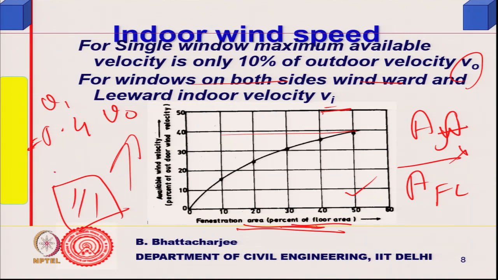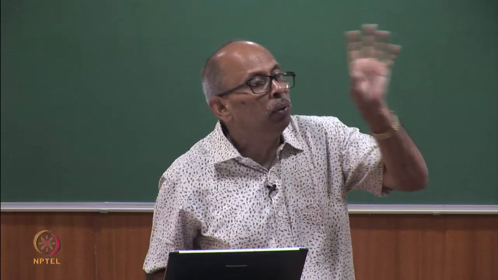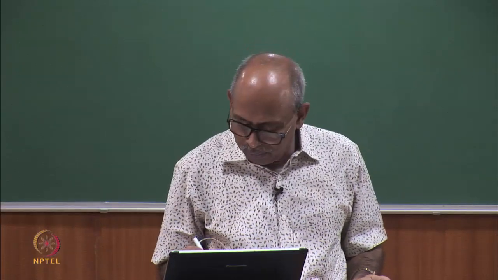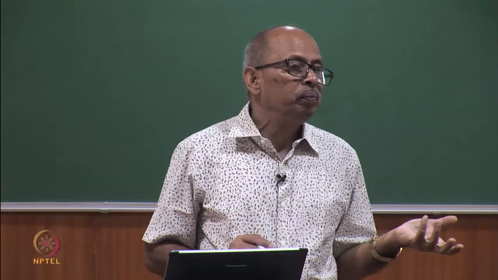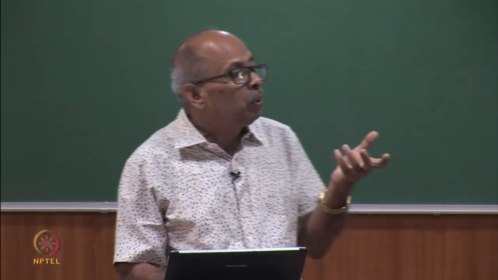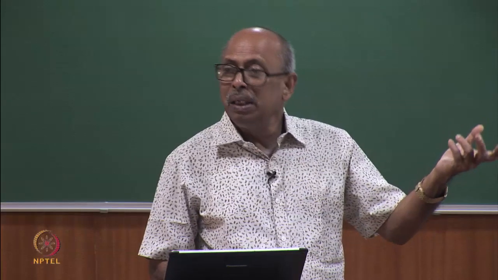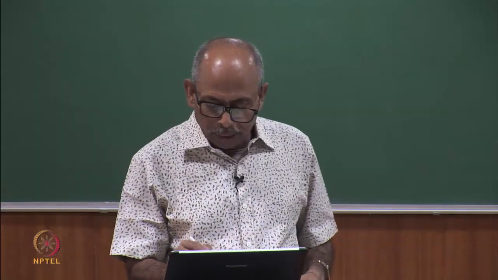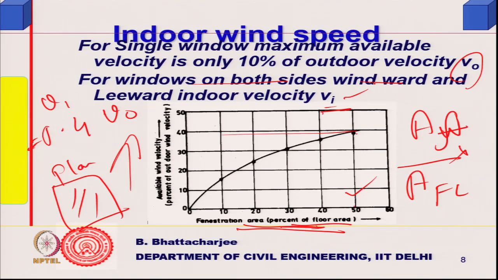So, this is the floor plan, this is the floor area, the fenestration area, total window areas. If it is about 50% of it, you get about 40% velocity. So at best, of the outside air velocity you get only 40% of it at any moment of time, not more than that, generally not higher than that. So, this is from good old days wind tunnel studies, right.